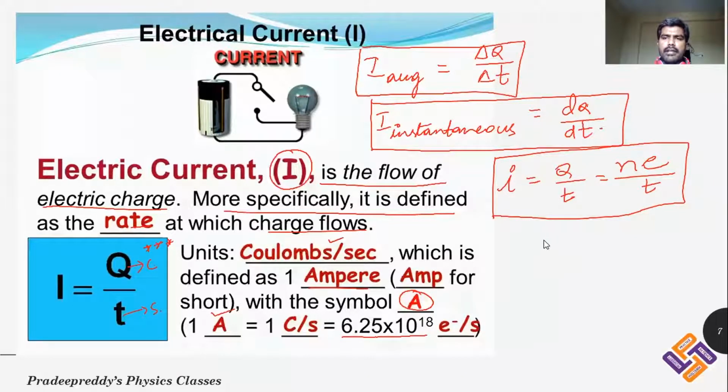I is equal to delta Q by delta T, which gives you average current. Instantaneous current is dQ by dt, the current at a particular instant of time. And current in terms of flow of electrons can be written as NE divided by T, where N is the number of electrons transferred and T is the time taken. If you substitute that, you will get the net current in the circuit. This is the definition of electrical current.